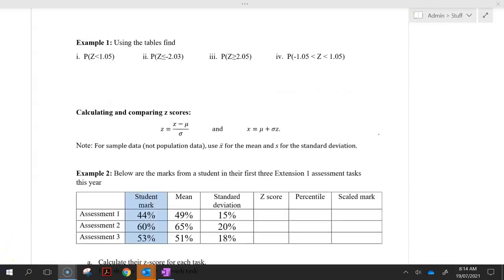Now that seemed all fairly complicated, but in reality, it's fairly simple. So what we want to do is use the tables, which are at the back 2 pages of your booklet, to find the probability that a Z-score is less than 1.05. So recall that it's a cumulative probability distribution function there on the back. You can see from the shading. So all our values will be less than or equal to. So this first question's fine.